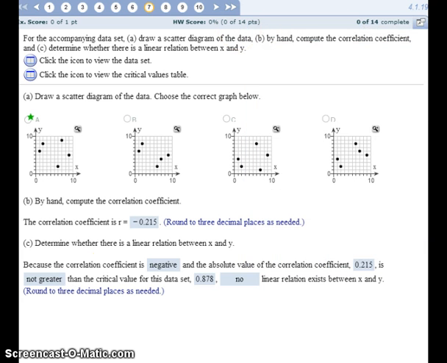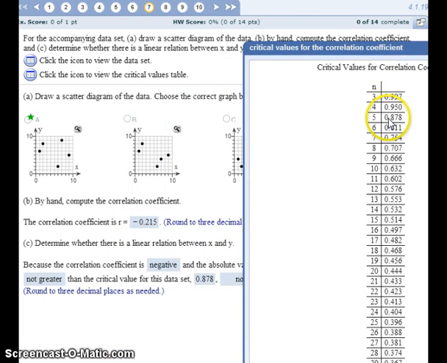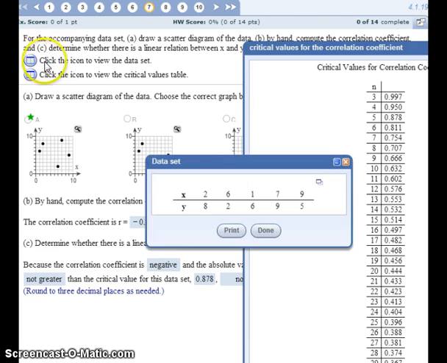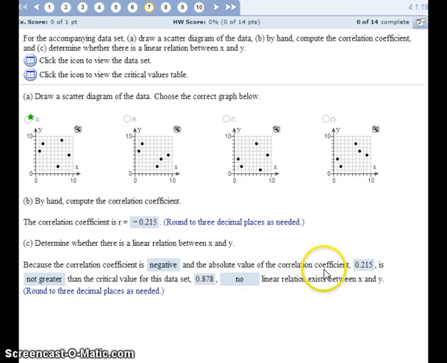And then, once again, sum everything up and see that because the correlation coefficient is negative and the absolute value of this is not greater than our critical value, which we had 5 things in our data set. There were 5 different x and y combinations. So our critical value is 0.878. And because we're not above 0.878, our correlation's way below that, we're going to say there's no linear relationship between x and y.